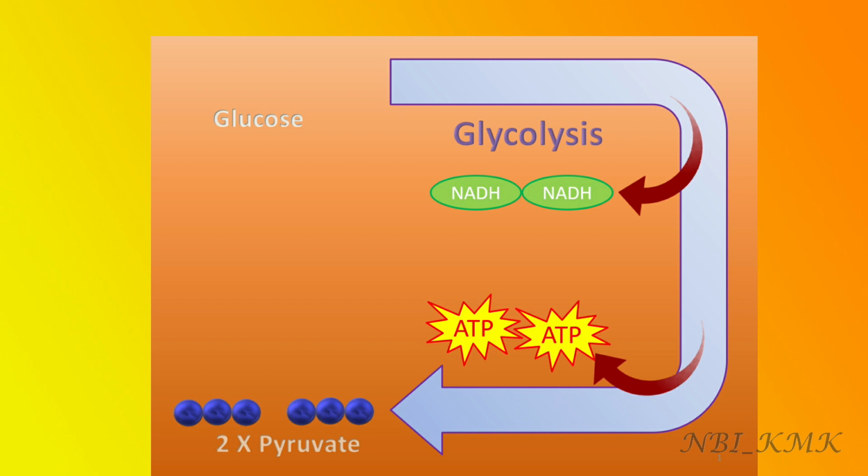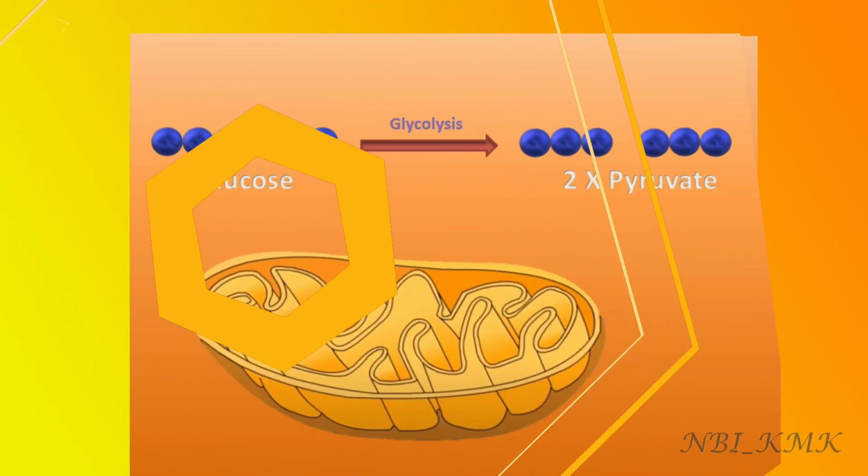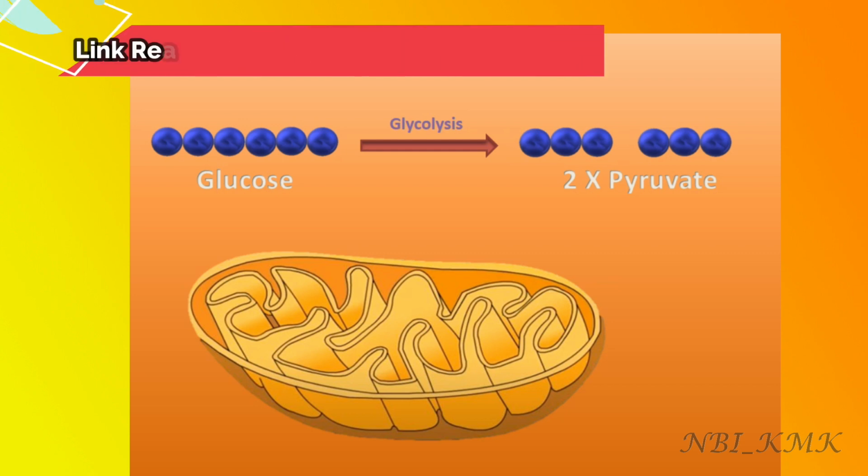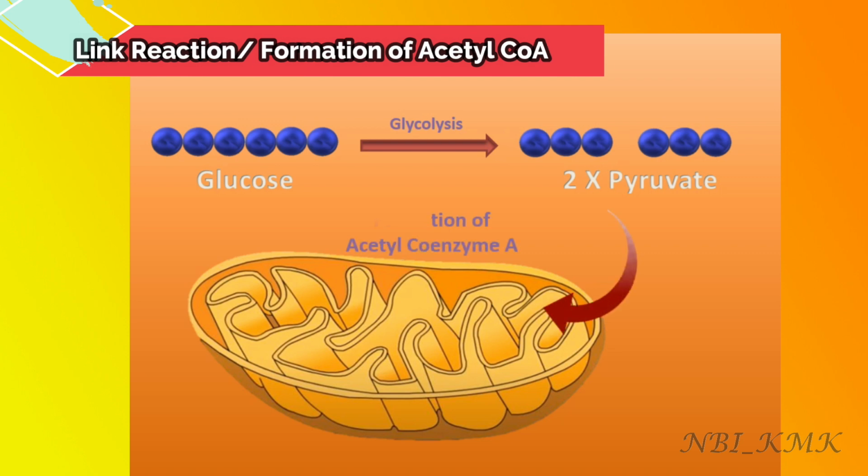Glycolysis occurs in both aerobic and anaerobic respiration, but in the presence of oxygen, the pyruvate produced from glycolysis will enter the link reaction, which involves the formation of acetyl coenzyme A.